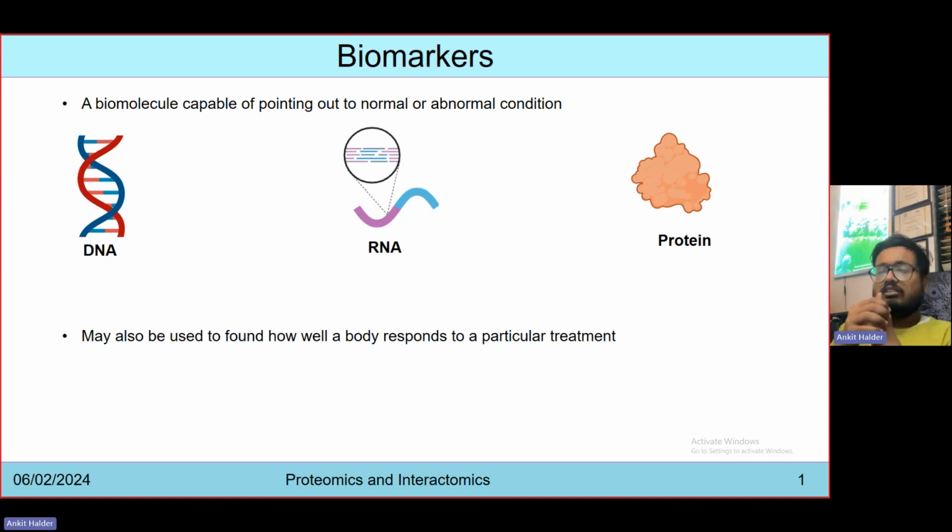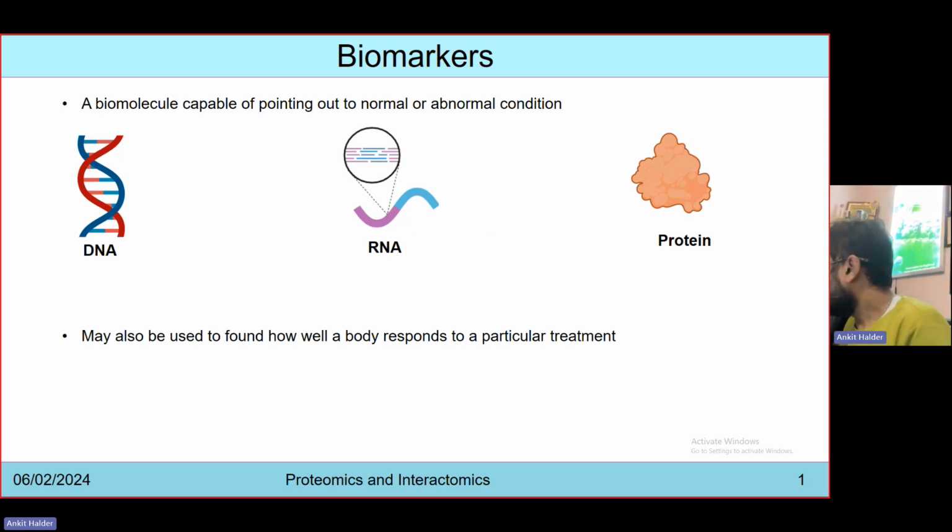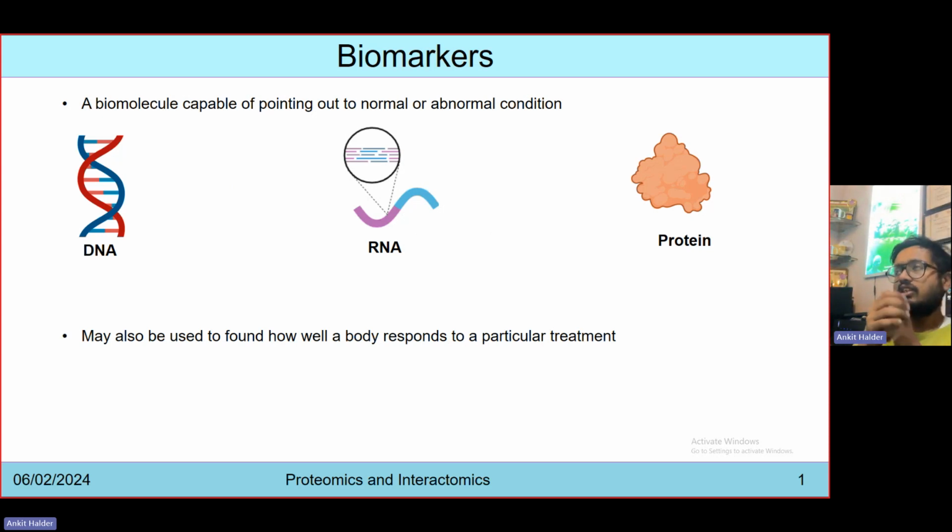That's why, through genetic counseling or the identification of the genomic or DNA sequences, and also through genetic screening of the sequences, we can identify whether a person is going to develop certain diseases or not, or has developed a disease or not.